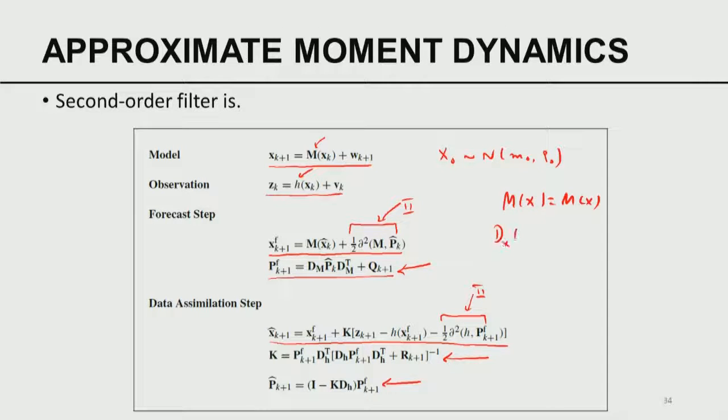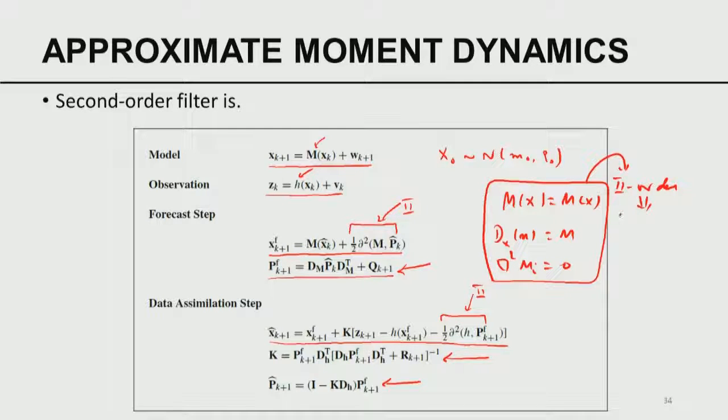It turns out that this equation reduces to the Kalman filter equation when the model is linear. I'm going to establish this now. If the model map M(x) is equal to Mx, DxM is equal to M, and del square M is 0. Are you with me, please? I should say del square M_i is 0 because if del square M_i is 0 for each i, the second order terms are 0. And the whole thing reduces to the Kalman filter equations. Therefore, in this case, a second order filter reduces to the classical Kalman filter.